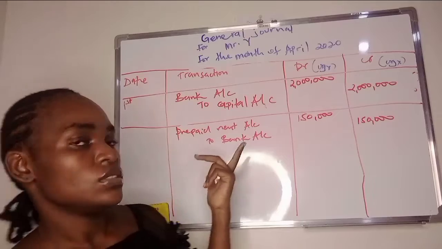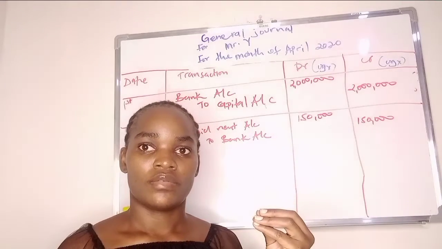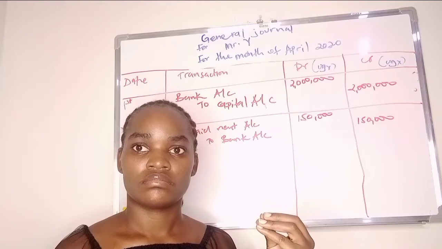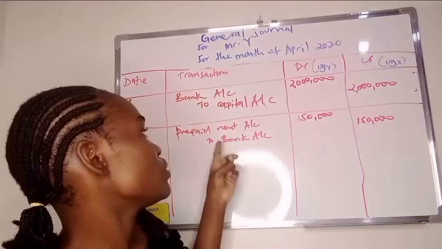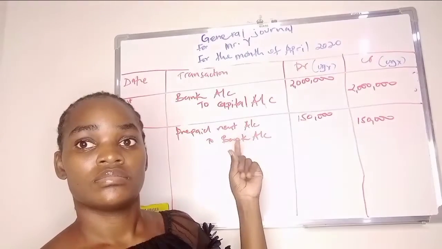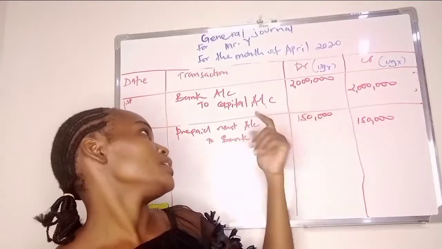So that is how it will be. Then in case you are not sure of the prepaid stuff, you can just show it as rent account. Yeah, rent account. Then you put that, then bank.